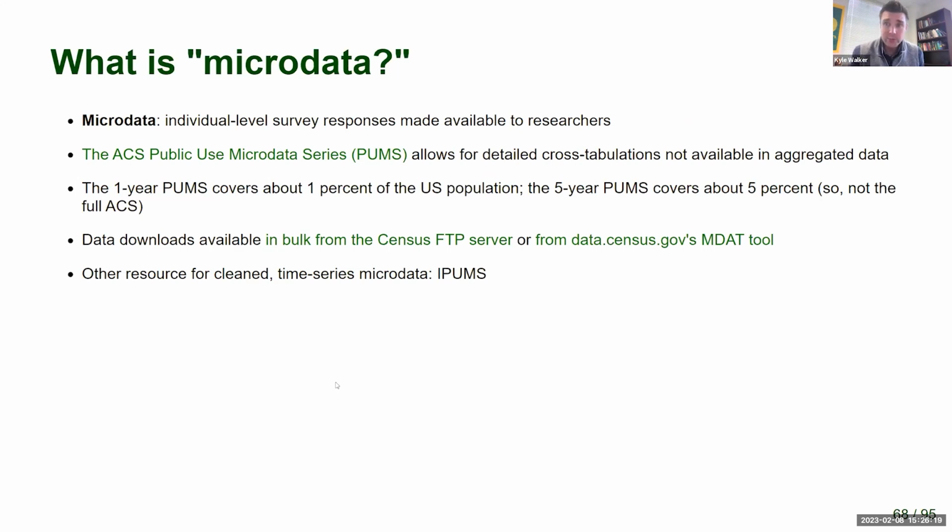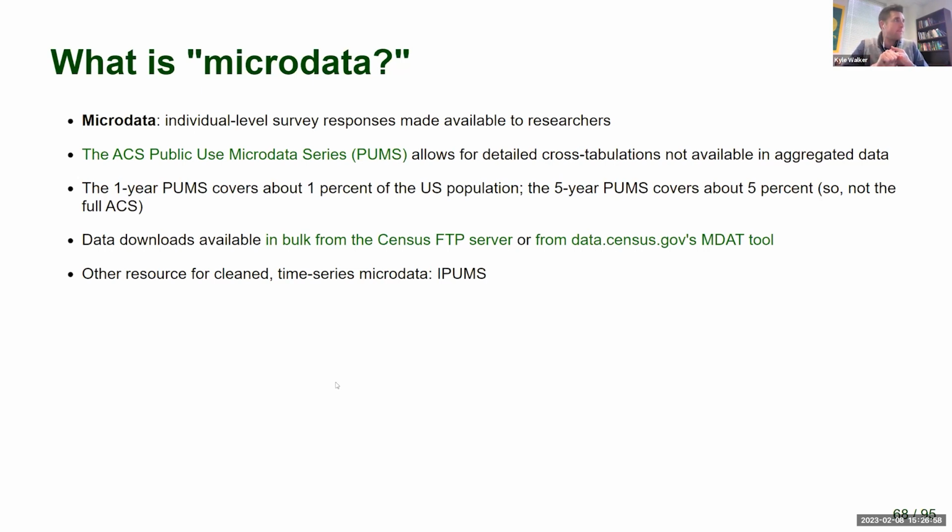If you work with transportation, the National Household Transportation Survey has microdata. If you work with, say, energy consumption, there's the Residential Energy Consumption Survey from the Department of Energy in the US. They have microdata. There's health microdata you can get. There are a lot of different microdata sets that are available to researchers. From the ACS, we can get the PUMS, which is the Public Use Microdata Series. And when you have individual level information, you can create detailed cross-tabulations that aren't available in aggregated data. It's really, really cool.